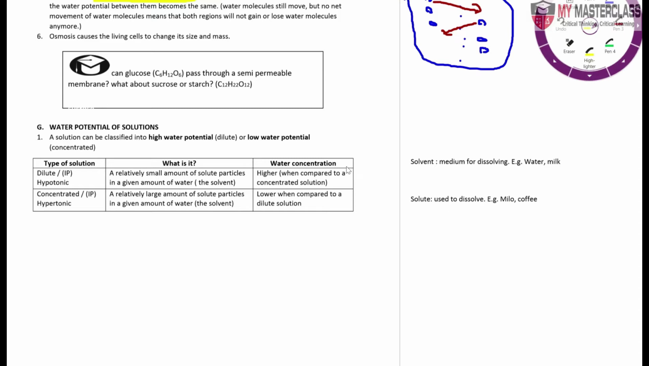Which means over here it will be a hypertonic solution, in which you have got a large amount of solute particles. Since I have got a lot of solute particles, my water concentration will be lower. Conversely, if I only pour 1 teaspoon of the coffee into the water instead of the entire 1 tablespoon, it is extremely diluted. You actually taste almost like water. So that means you have got a very small amount of solute particles, so more water, therefore it is called a hypotonic solution.